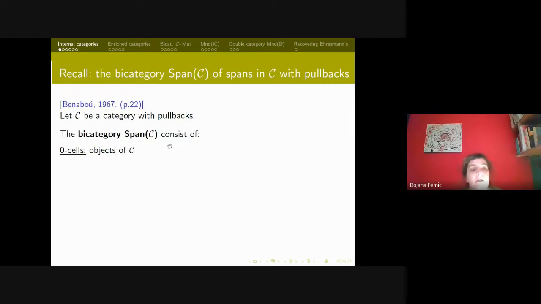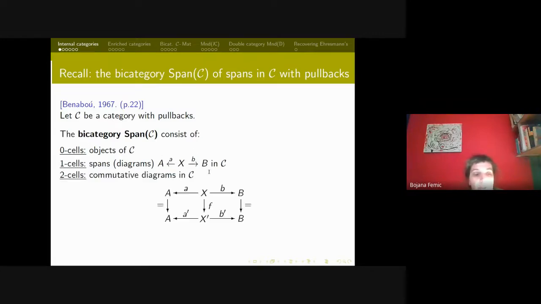So I recall here, 0-cells are objects from C, 1-cells are spans, which are diagrams of this form. For two 0-cells or objects in C, these are A and B, a span is given by an additional object and two morphisms in C so that we have this diagram. And 2-cells are commutative diagrams of this form. So for one span here and another here, the 2-cell is given by this morphism f in C so that these two squares commute.